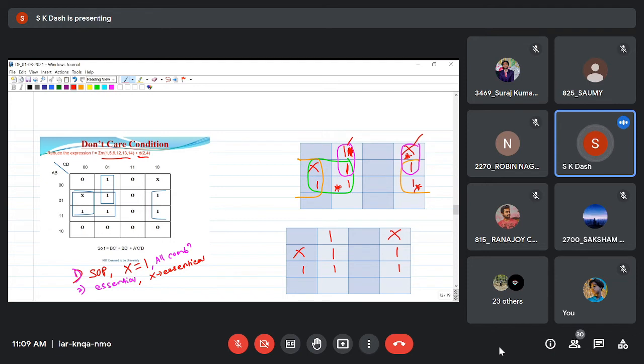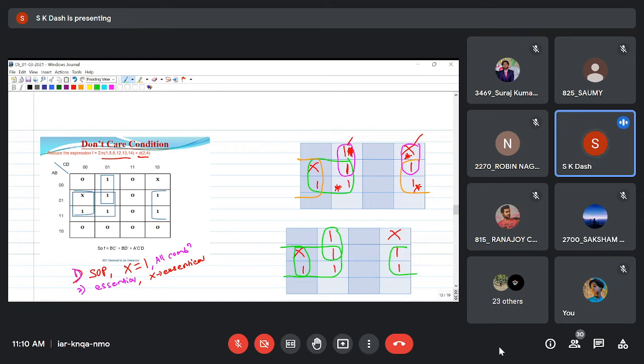So next step, what to do? How many essentials did we get? We got three essentials. This is one combination. This is another combination. This is another combination. By checking the essential combinations, now check, are all the ones covered? Yes, sir.